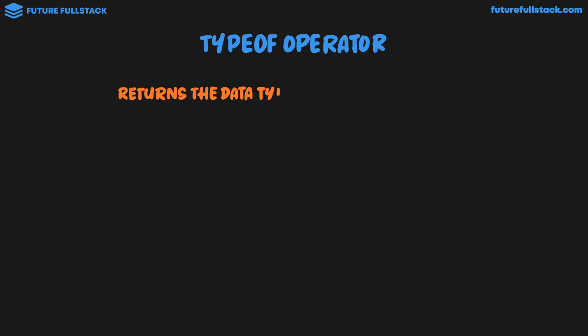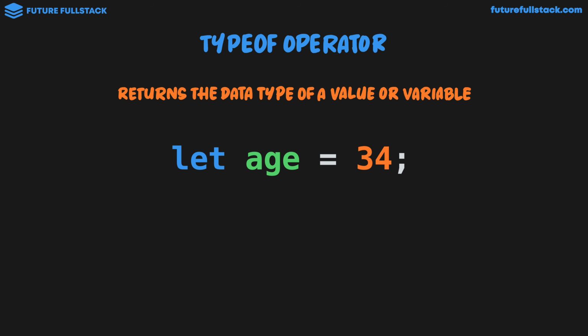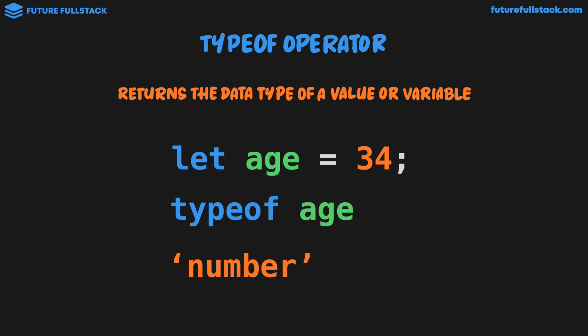So this now brings us to the Typeof operator. The Typeof operator returns the data type of a value or variable. It looks like this. Let's say we have the variable let age equal 34. We can use the Typeof operator followed by the variable age, and we would get back the string number, signifying that the variable age is storing a number. Now it's important to note that the Typeof operator always returns a string. So let's go play around with this inside the console.